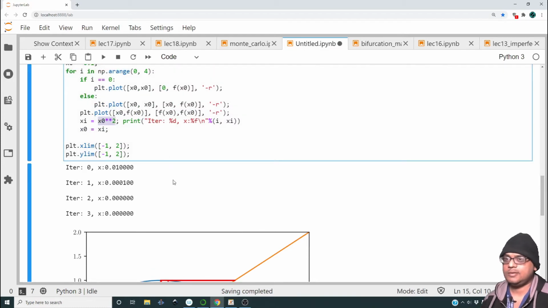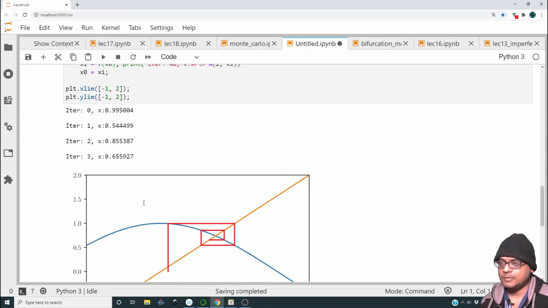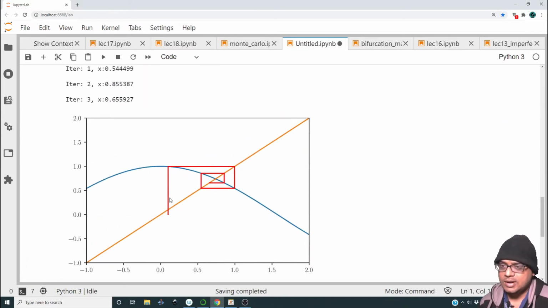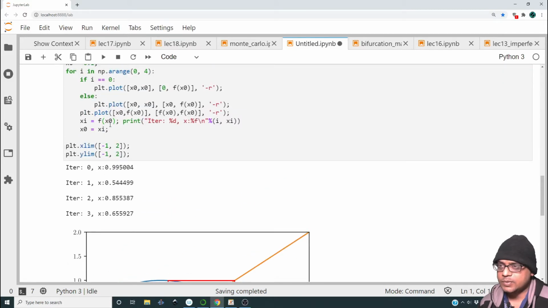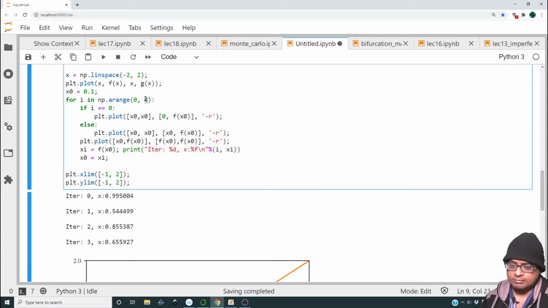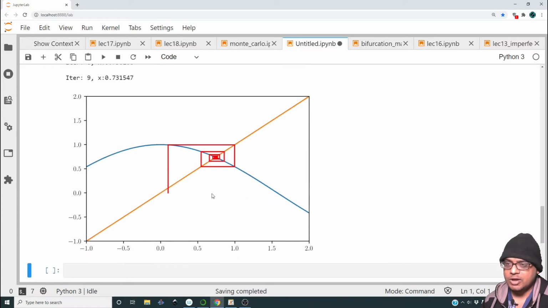So my bad. This should have been changed, and xi should be f of x naught. It should be simply this. Okay. All right. So we do have convergence happening, and let me increase the number of iterations to highlight how that convergence takes place. So let me take 10 iterations. Boom. So we do have a convergence and it appears to be somewhere around 0.7.